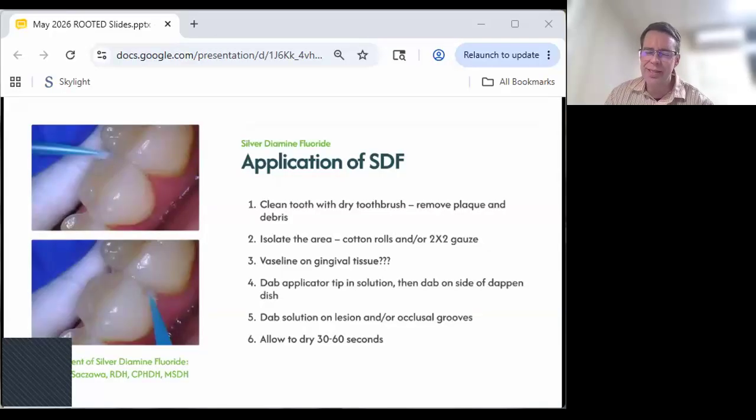That being said, I probably have to update this because there was a study that came out of Hong Kong very recently that says 10 seconds. I need to look at that, but I'm just letting you know the standard is about 60 seconds. Keeping it dry, paint it on.